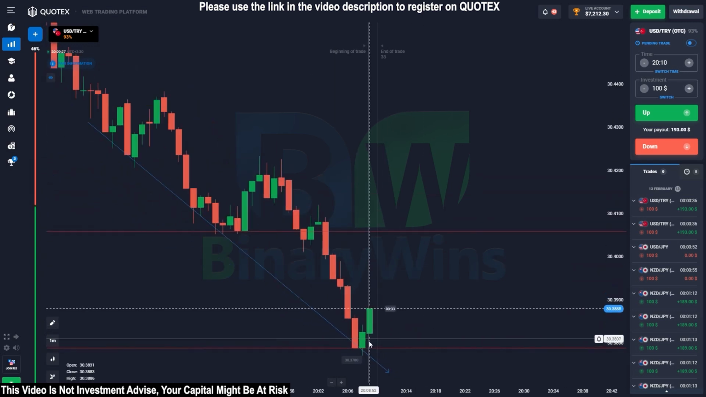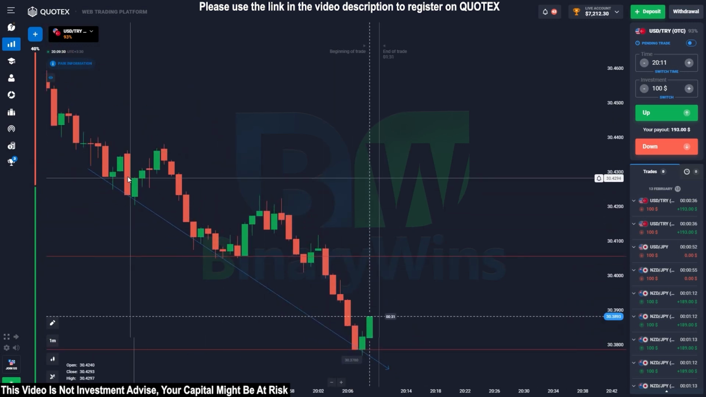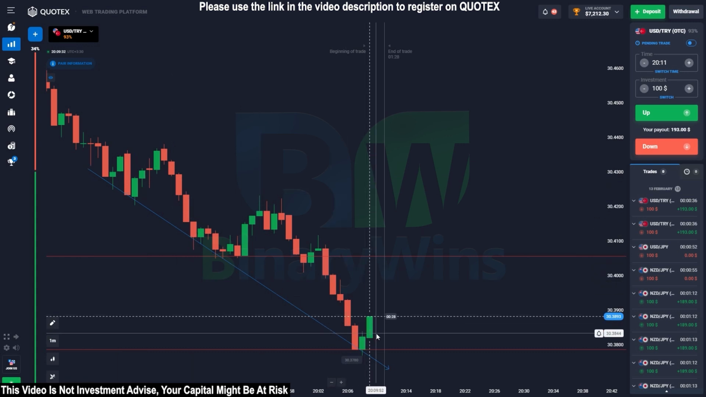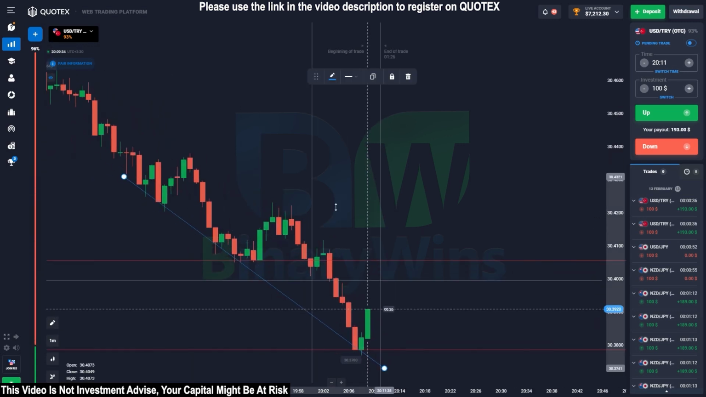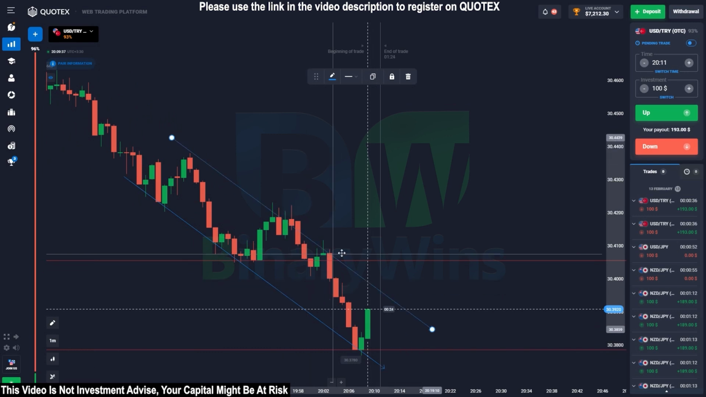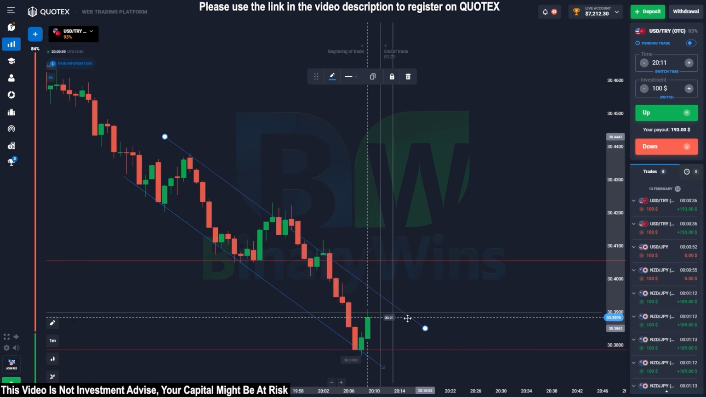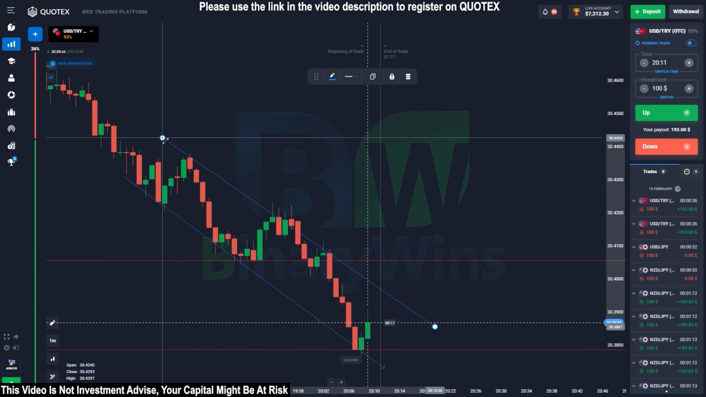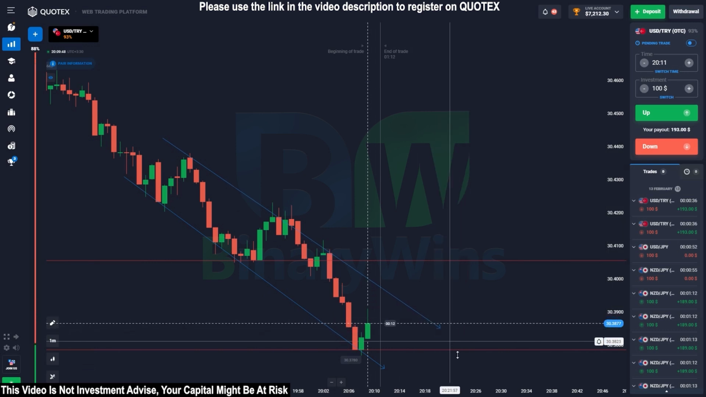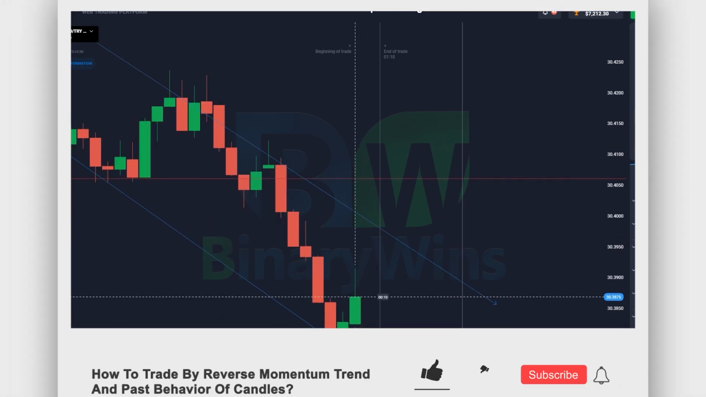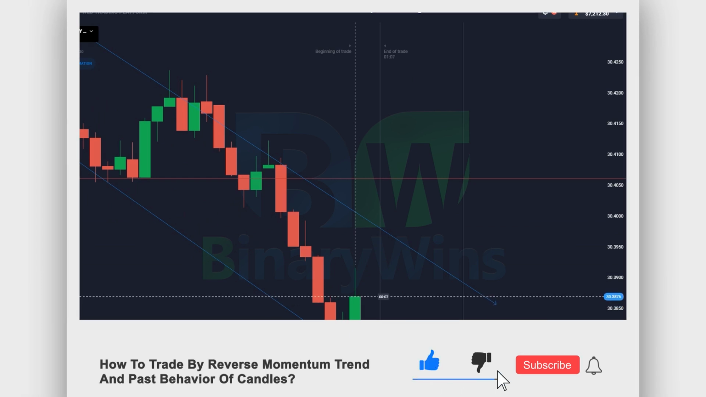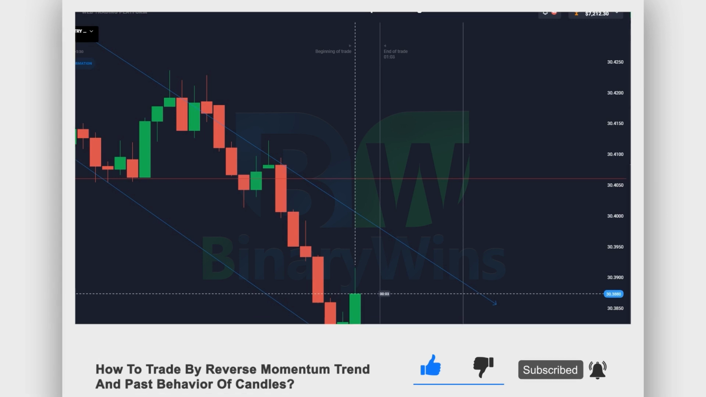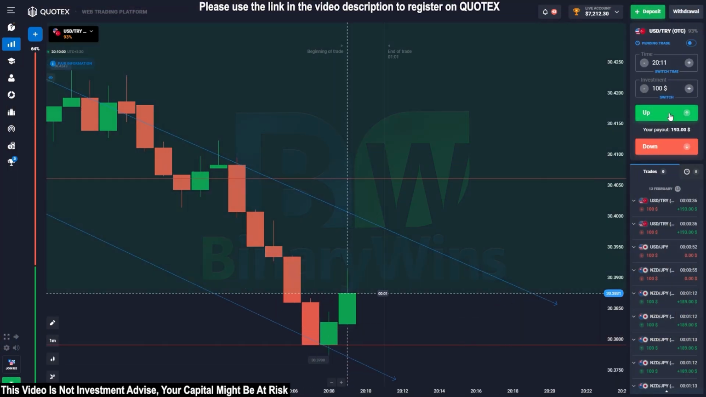We can draw a trend line here. Based on the past behavior of the candles, you can see the reversal of the trend towards this line and trend line. As you can see, the candles are moving inside the channel. I have marked the range of buyers and sellers.